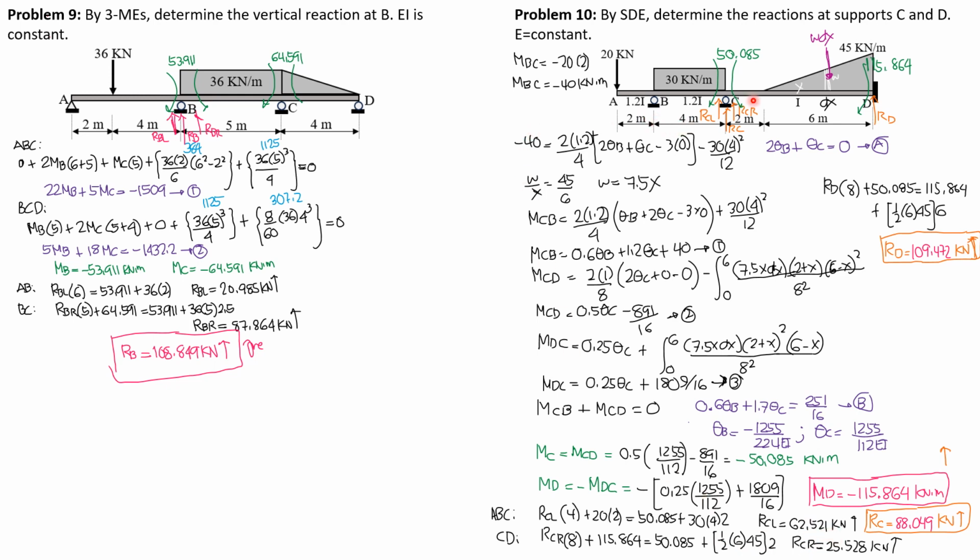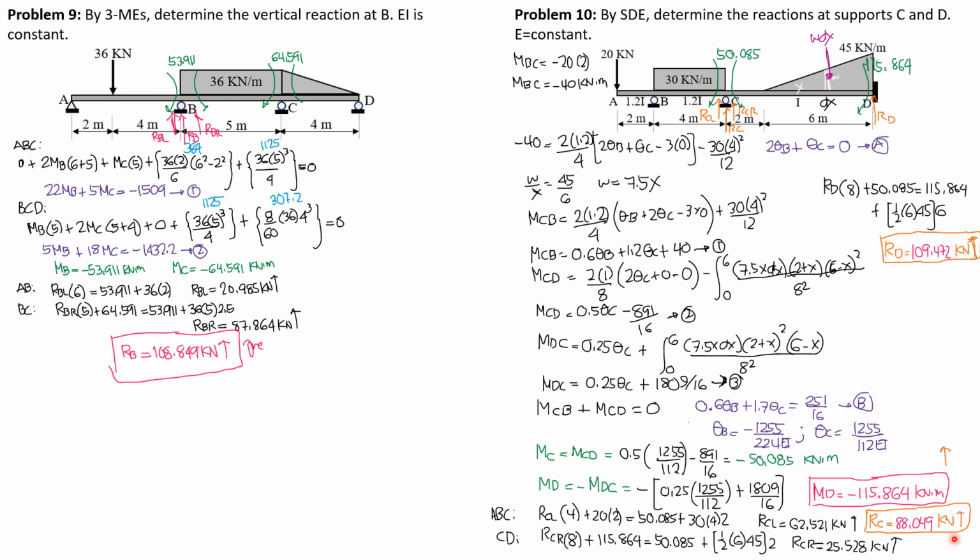Then considering CD, summation moment about D equals 0, RC right times 8 plus 115.864 equals 50.085 plus moment of the load 1/2 of 6 times 45 moment arm 2. So RC right is 25.528 kilonewtons also upward. Therefore, R sub C is 62.525 plus 25.528, both upward. So adding, R sub C is 88.049 kilonewtons.